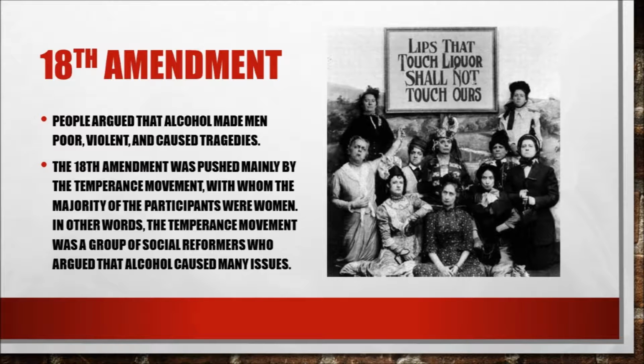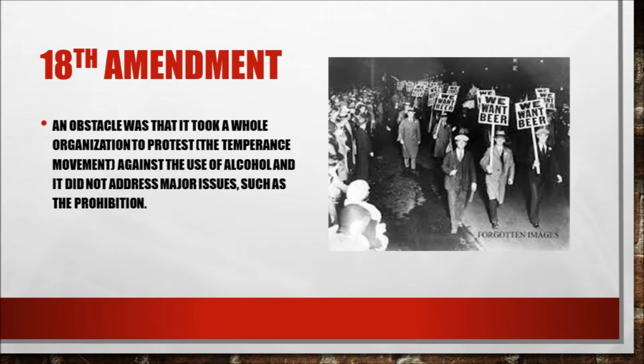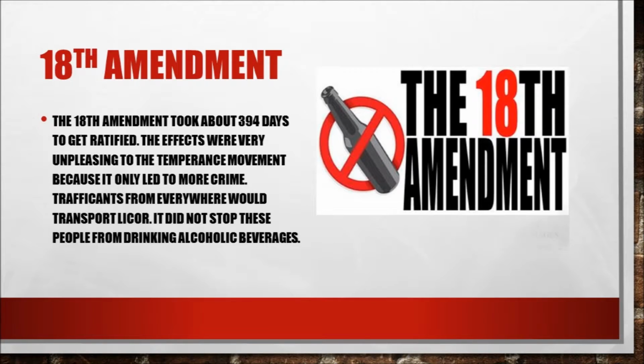In other words, the temperance movement was a group of social reformers who argued that alcohol caused many issues. An obstacle that the 18th Amendment faced was that it took a whole organization to protest the temperance movement against the use of alcohol, and it did not address major issues such as the prohibition. The 18th Amendment took about 394 days to get ratified.